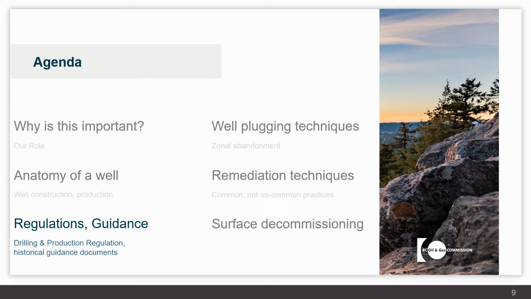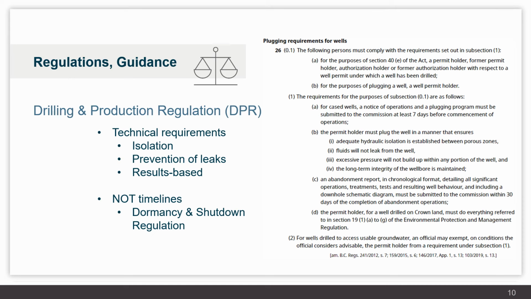Let's begin by looking at the regulations and guidance covering the practice of well decommissioning in British Columbia. The Drilling and Production Regulation, or DPR, is a regulation that establishes, among other things, the expectations permit holders must meet when decommissioning wells. These requirements are results-based and include things like establishing adequate hydraulic isolation between zones, ensuring that fluids will not leak from the well, and that the long-term integrity of the wellbore is maintained.